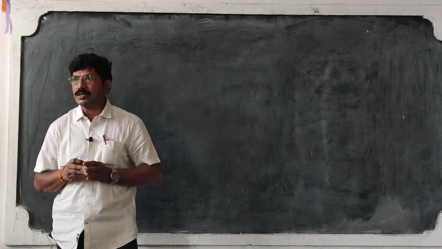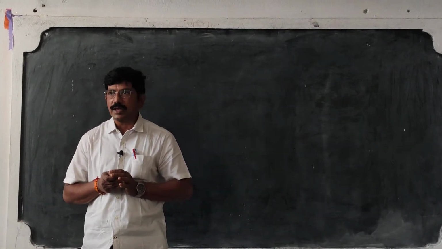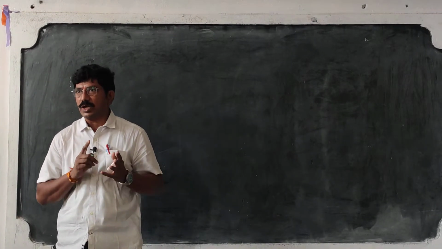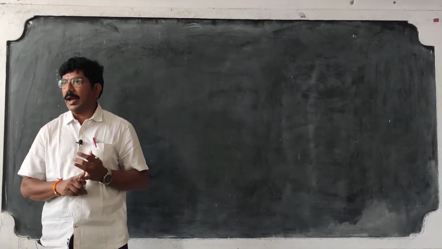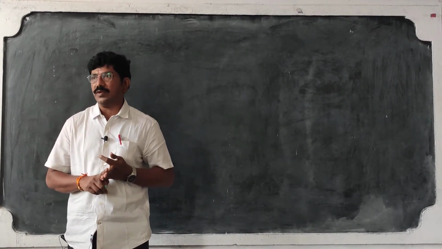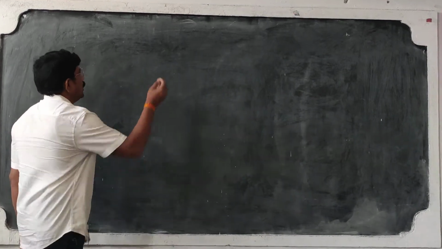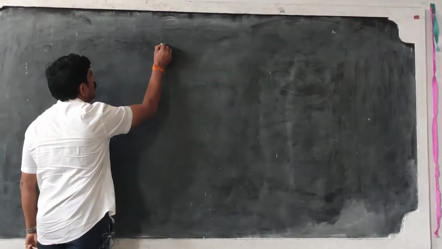In our previous class we studied what is metallurgy. Next we studied the various terms related to metallurgy, that is what is meant by mineral and what is meant by ore. I have given a few examples for the ores and their formulas. Are you clear about that one? In this session we will learn the steps involved in metallurgy.